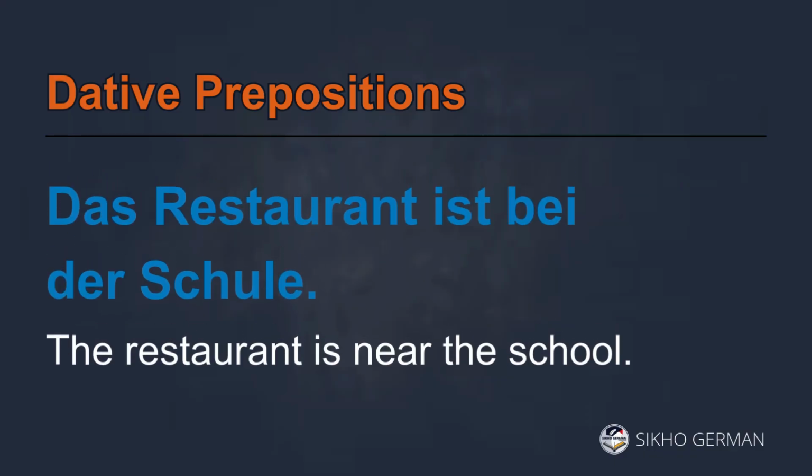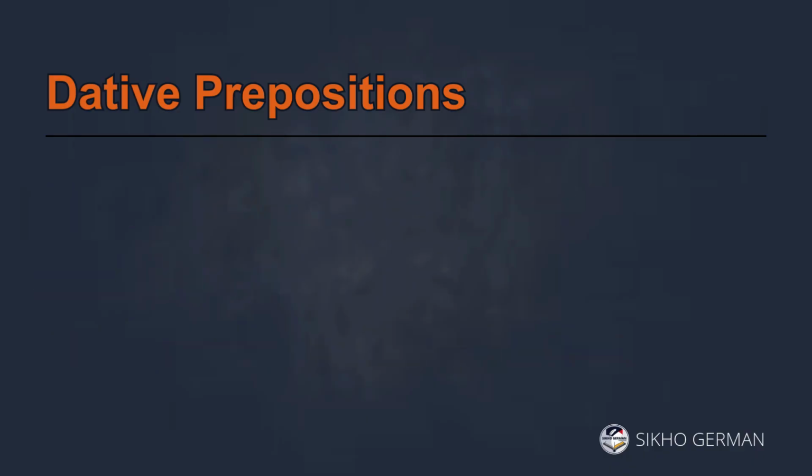Das Restaurant ist bei der Schule. The restaurant is near the school. Die Schule becomes der Schule, dative feminine, after bei. Here, bei means near, close to a location. Notice the feminine article changes from die to der in dative.